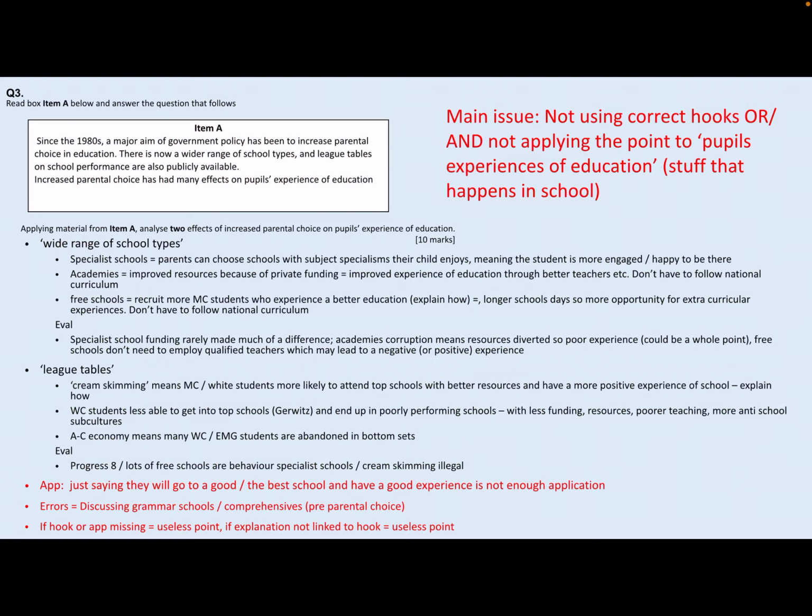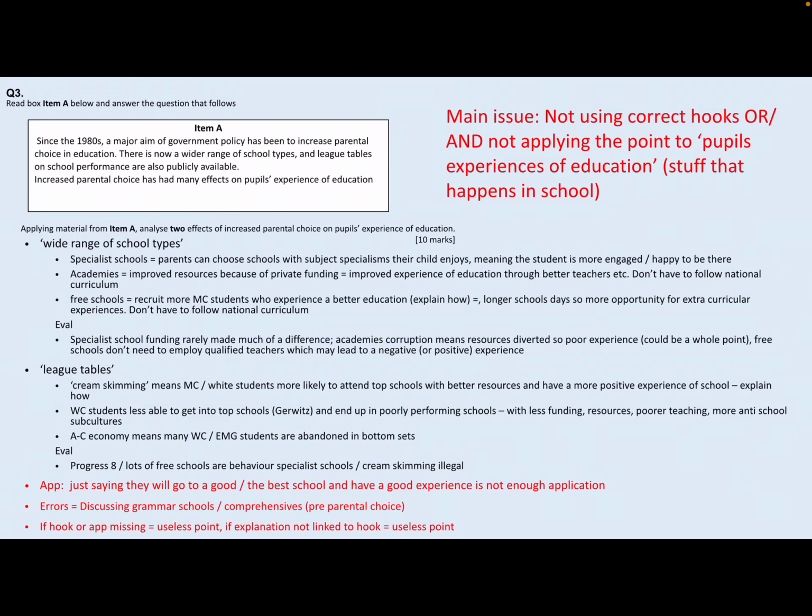League tables, I think most of you did pick out the league tables hook, talking about the effect of cream skimming, meaning that middle class or white students or Asian students, as we've been looking at more recently, are more likely to attend these top schools because schools want them, they do covert selection to get them, and as a result they have a much more positive experience of school. It's not enough to just say positive experience of school, you need to explain how. Again, link it to the subcultures, link it to the setting, link it to the quality of teaching because of the resources.